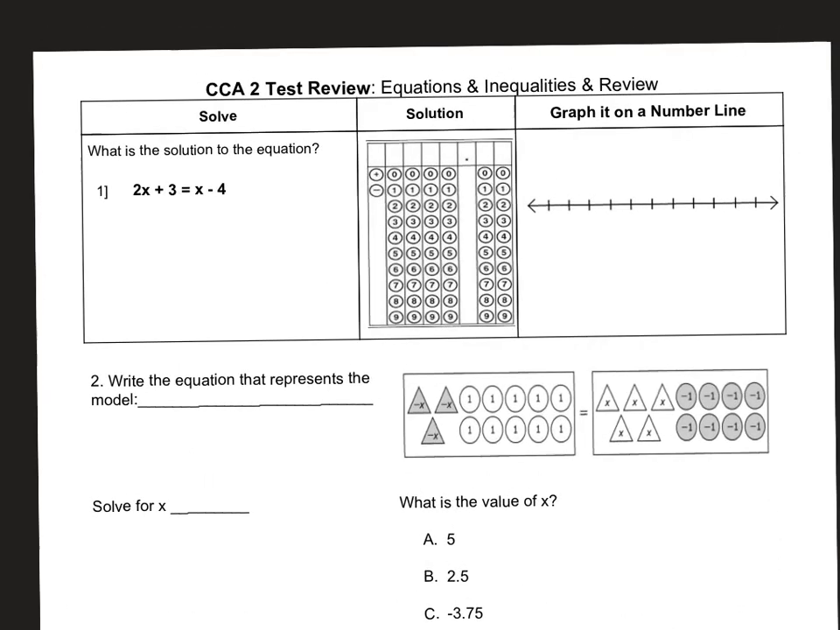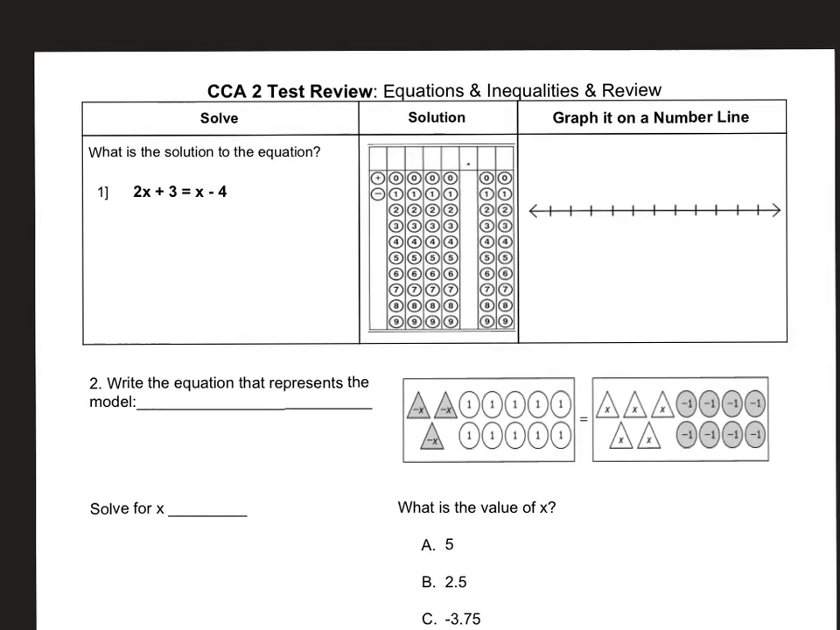Please make sure that you always work on the test review individually first and use this video to check your answers. That's the best way to know what you need to do in order to study. So let's go ahead and look at the solution to this equation.